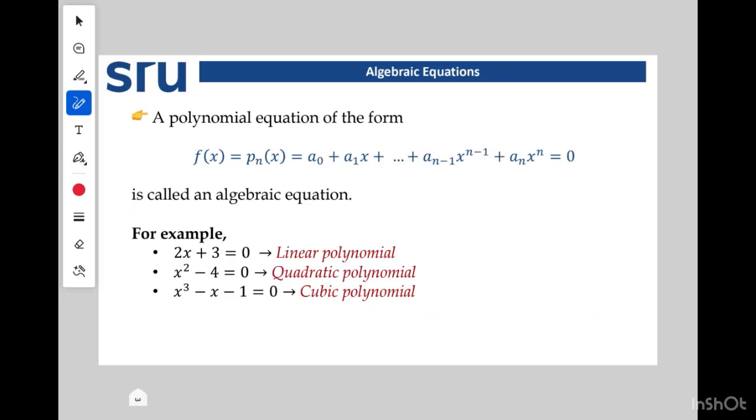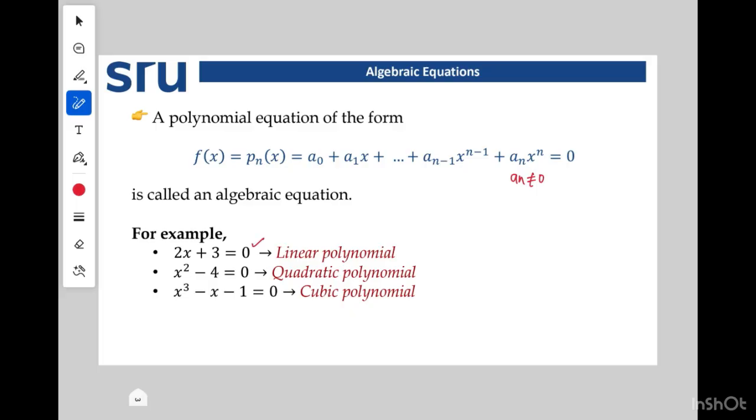Now, what is an algebraic equation? A polynomial equation of the form f(x) = a0 + a1x + ... + an x to the power n = 0 is called an algebraic equation. In this equation, if an is non-zero, then f(x) is called a polynomial function of degree n. For example, suppose 2x + 3 = 0. We can write this equation in the form of a polynomial.